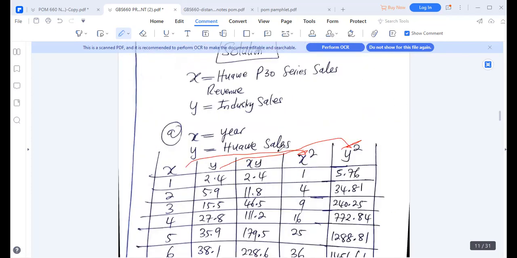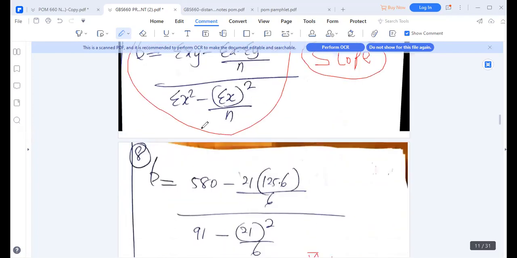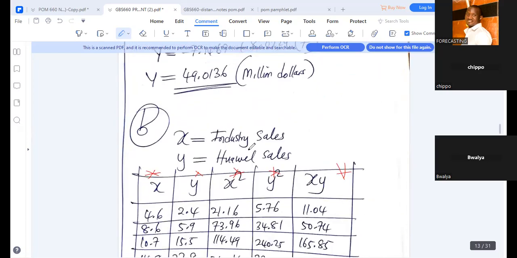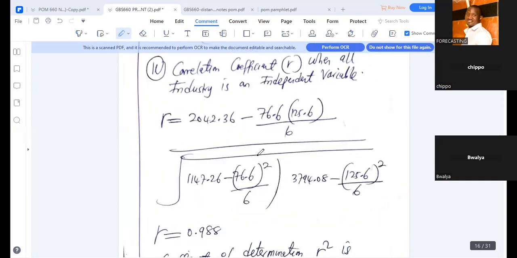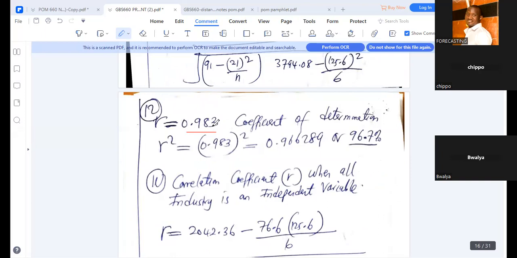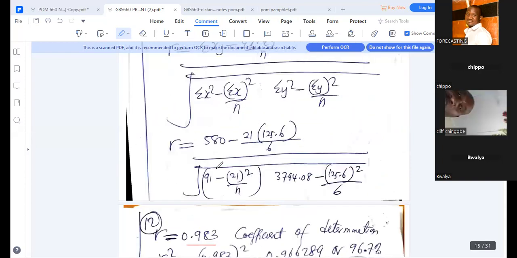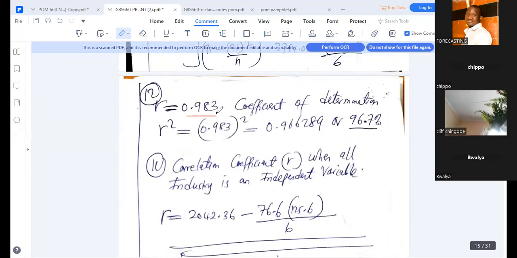Like I mentioned here, we have the independent variable and we also have the dependent variable. All right. So here we are simply saying when time was independent, our correlation coefficient is 0.983, meaning that it was still a positive relationship. When time was going up, sales were also increasing, that's what it means, because it's very close to 1. All right, so this is 0.983. Now the coefficient of determination R square is 0.966289, which is the square of this, which is 96.7%.